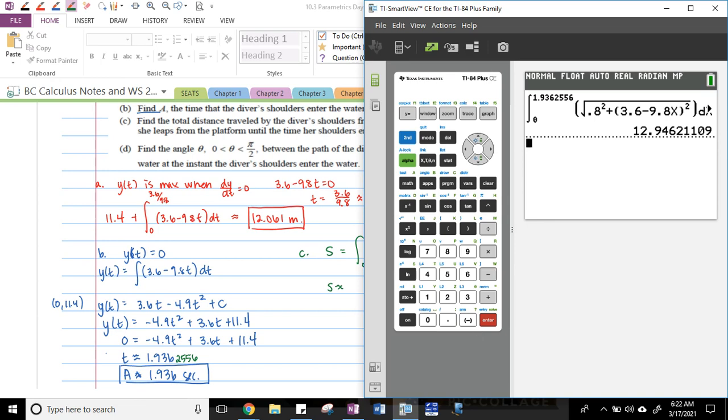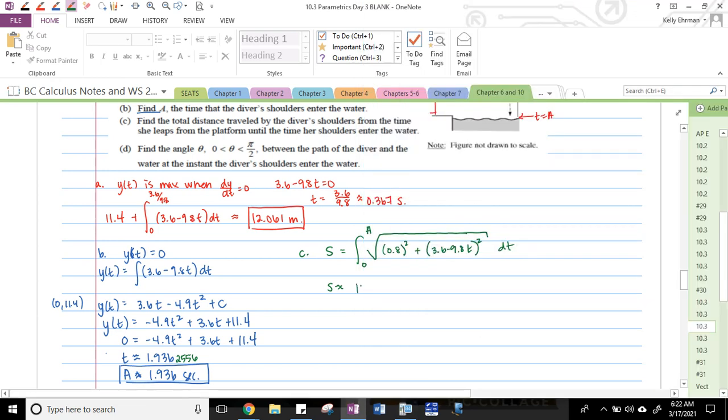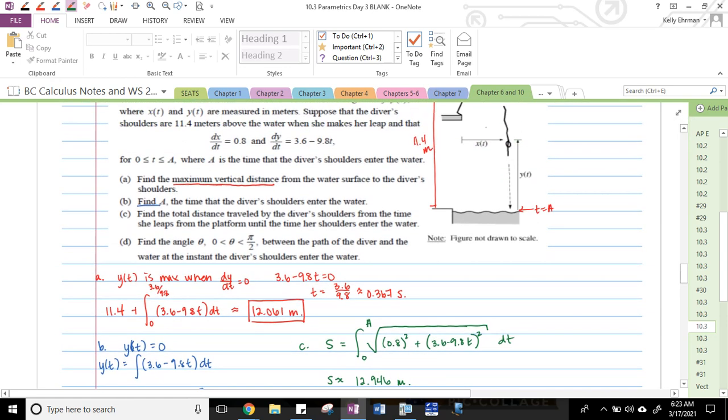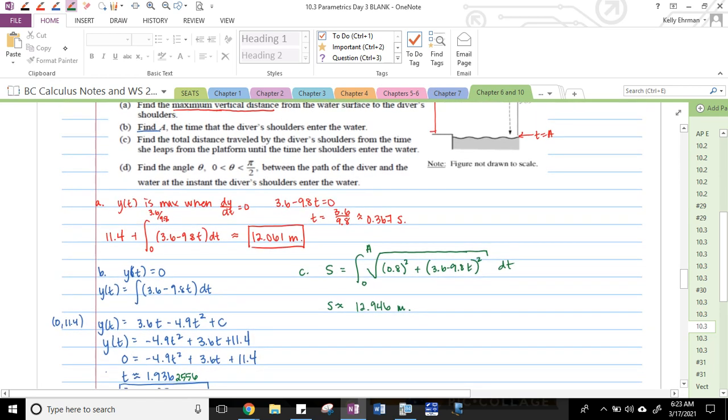Okay, so I'm getting 12.946 meters. That seems reasonable. She started at 11.4, jumped up a bit, went out a bit, so it shouldn't be like a crazy amount larger than 11.4, but just a little bit. Okay, now part D is where it can get pretty confusing, I think.